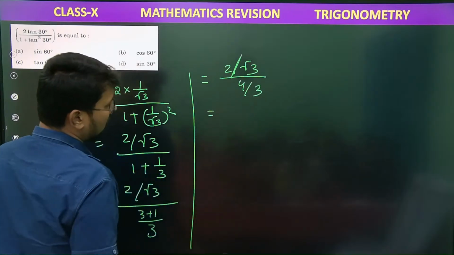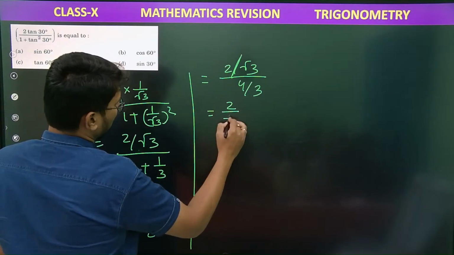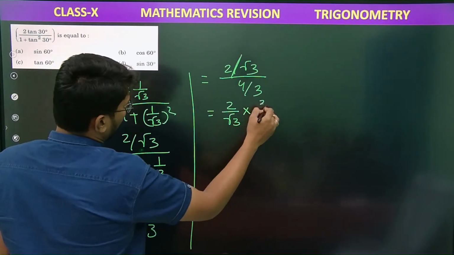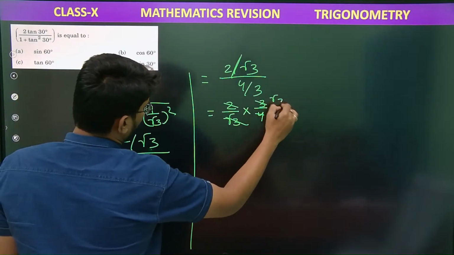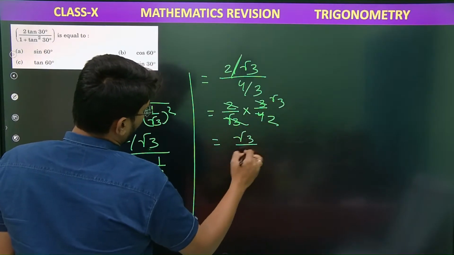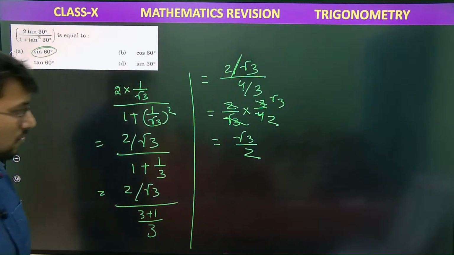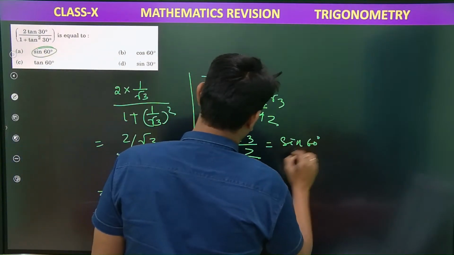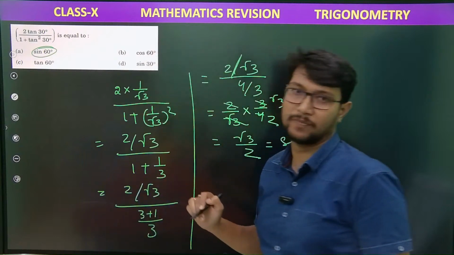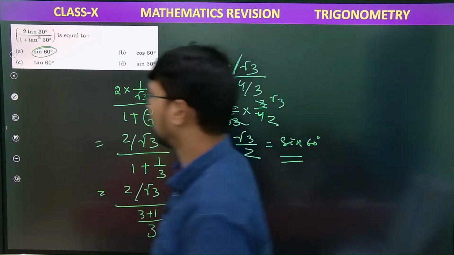Now that is 2 by root 3 into 3 by 4. The 2 cancels, giving root 3 by 2. Whose value is root 3 by 2? Sine 60. Therefore, the value is sine 60. Done, everyone? Clear? Okay. Moving to the next question.